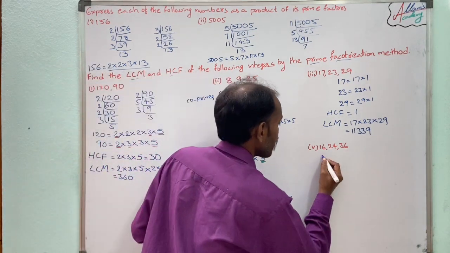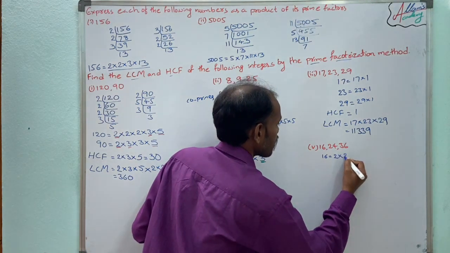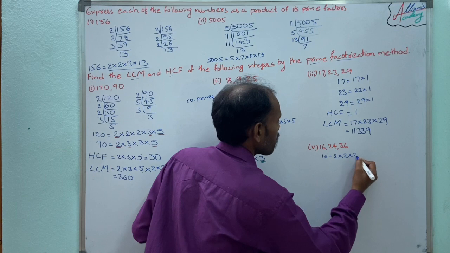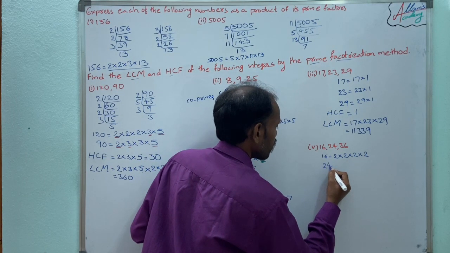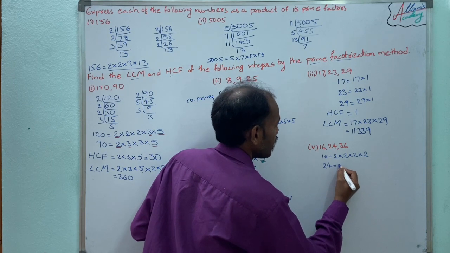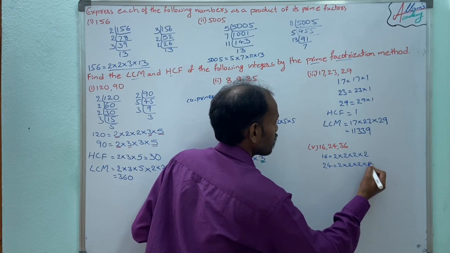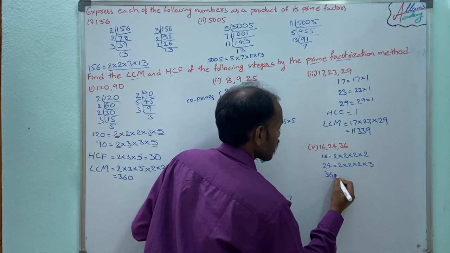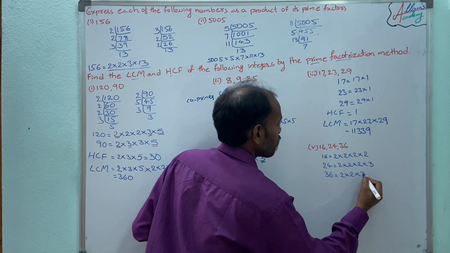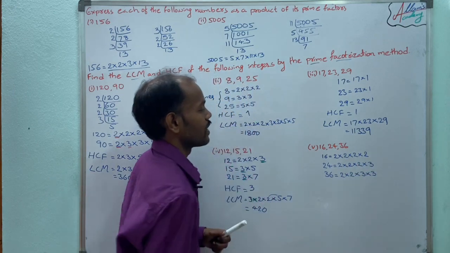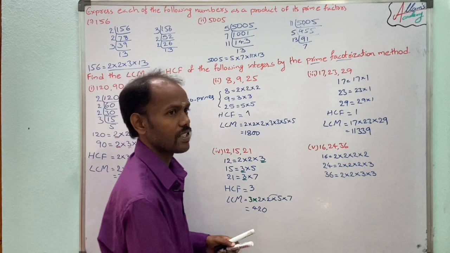So 16 can be expressed as 2 times 8, 8 can be expressed as 2 times 4, 4 can be expressed as 2 times 2. Now 24 can be expressed as 8 times 3, where 8 means 2 into 2 into 2, into 3. 36 can be expressed as 4 times 9, 4 means 2 times 2, 9 means 3 times 3.